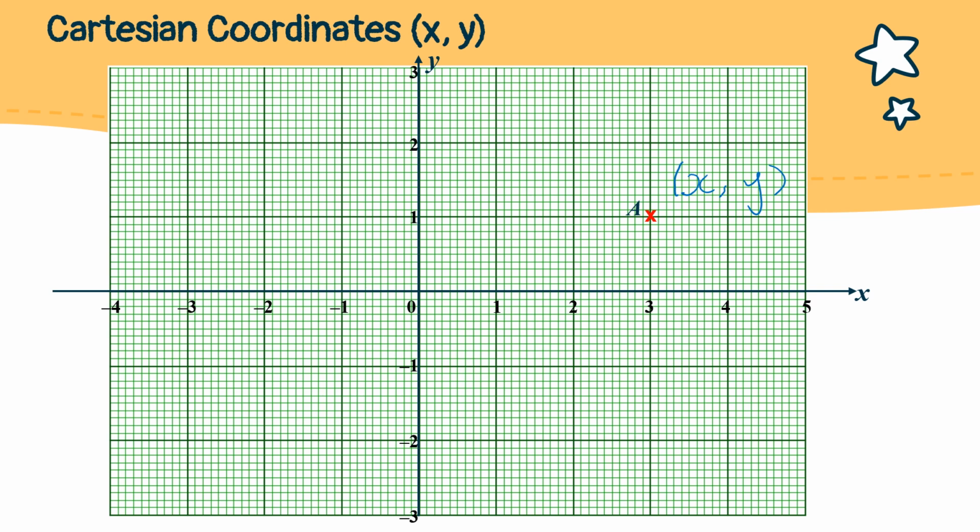So look at these coordinates A here. We will drop down a line until we reach the x-axis. And since you reach the coordinate of 3, the x-coordinate is 3. And then we will draw a line until we reach the y-axis. And since the coordinate on the y-axis is 1, we will write 1 for the y-coordinate. And hence the coordinates of A is 3, 1.